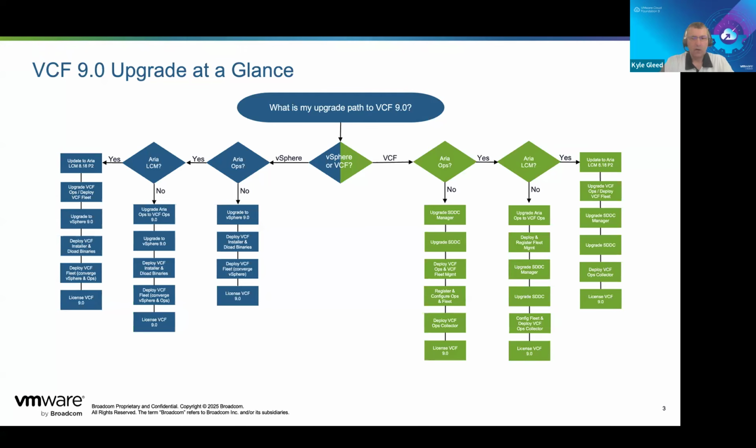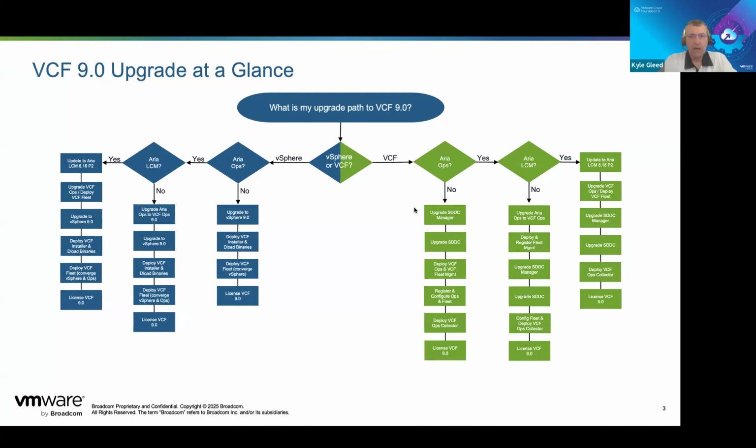So this is just a quick overview to kind of show, I believe that most customers are going to fall in one of these two camps. They're going to be a vSphere customer or a VCF customer. And you're going to basically need to understand, are you running ops, and is that ops managed by LCM? And how you answer those questions is going to affect your upgrade path.